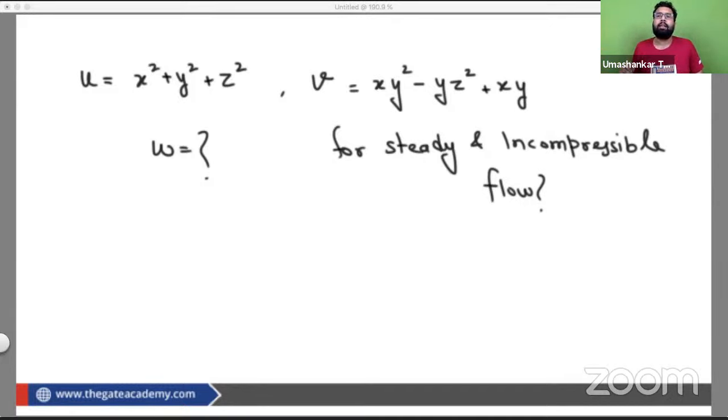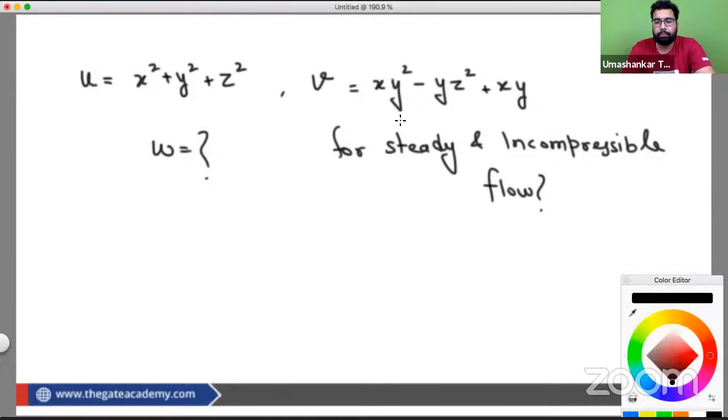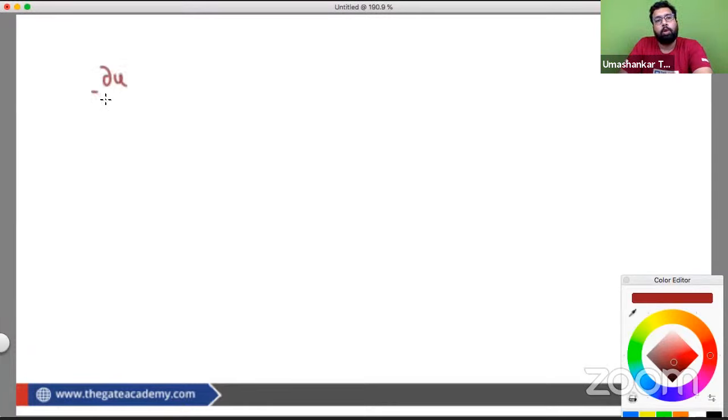See, fluid kinematics is very much mathematics. You have to do differentiation, you have to do integration as and when required. So how can we solve this equation? We have this u, v, and w. So del u by del x plus del v by del y plus del w by del z is equal to 0.